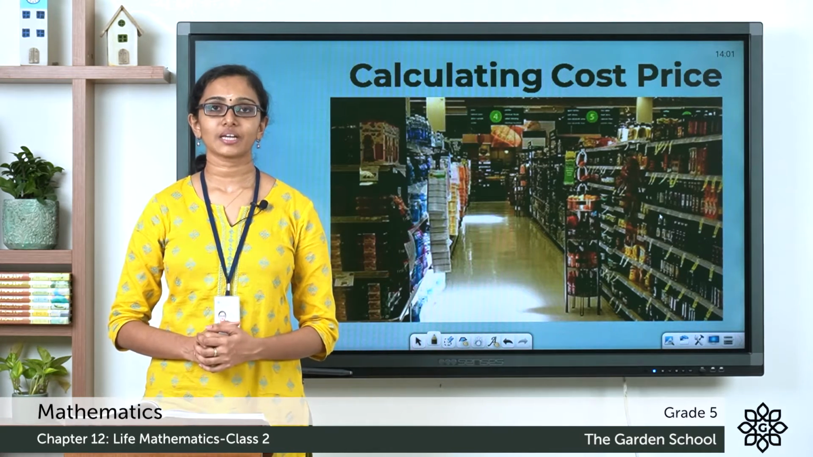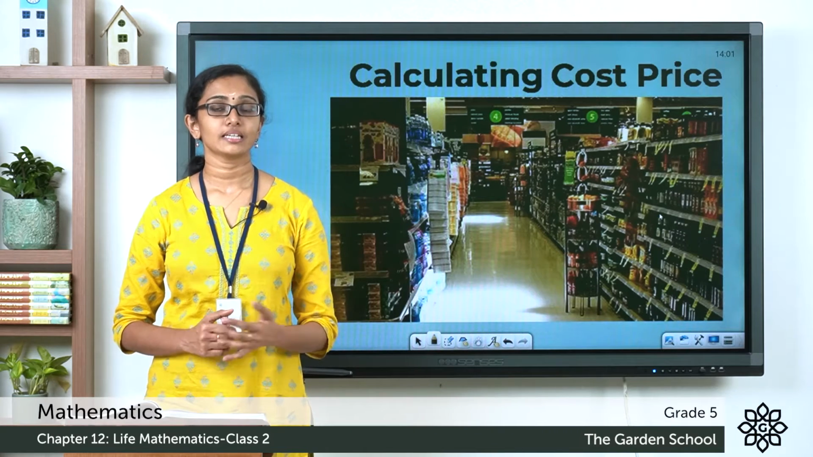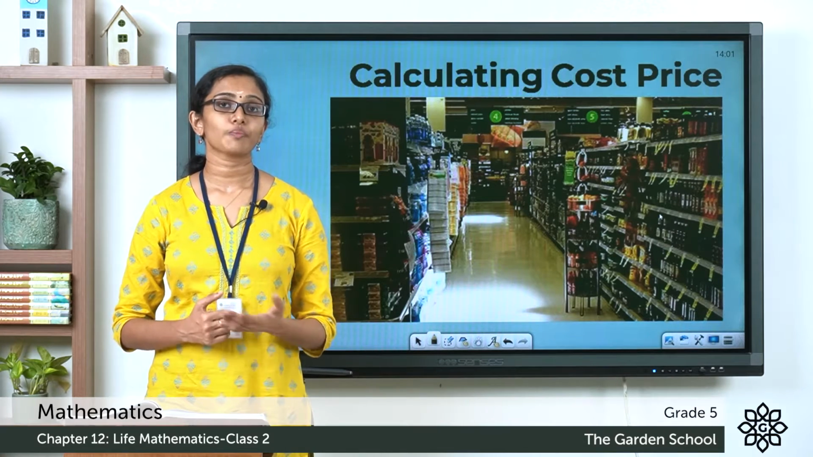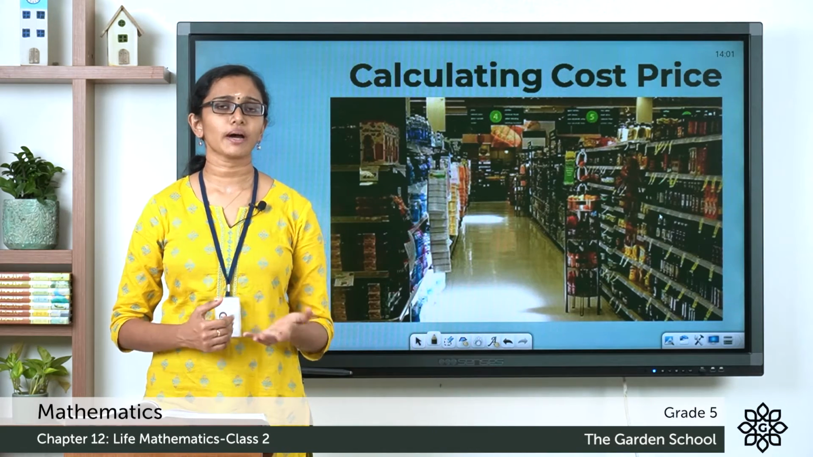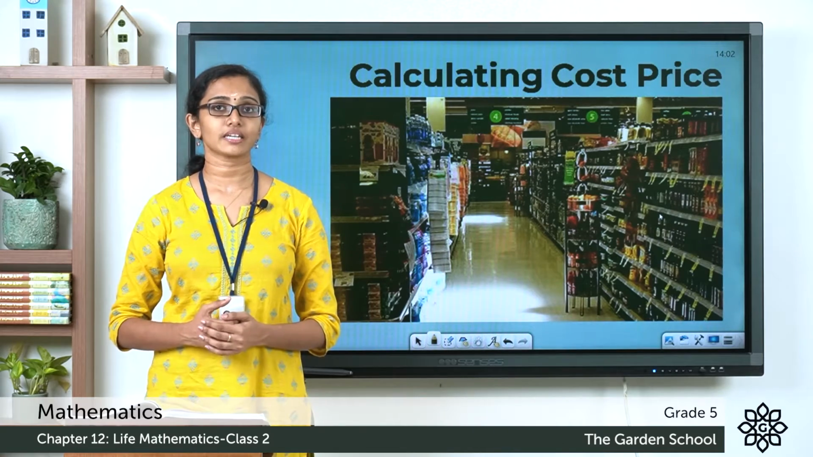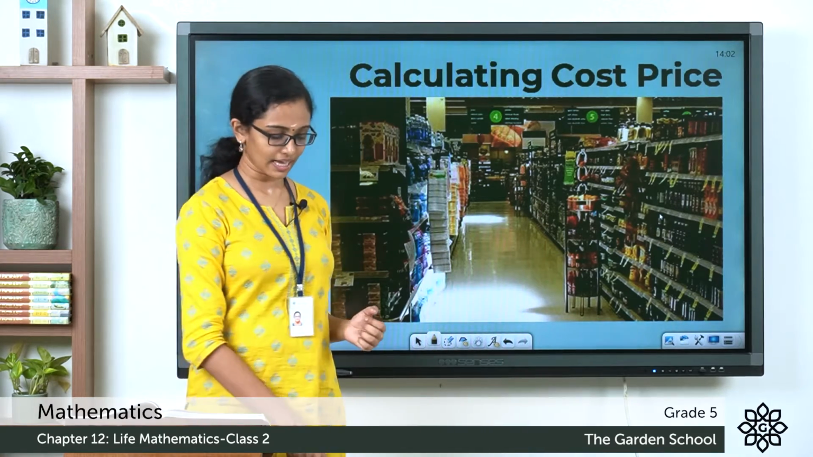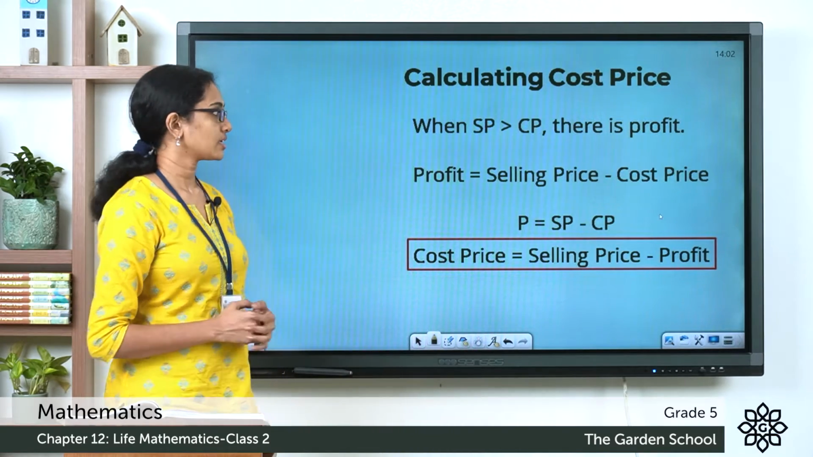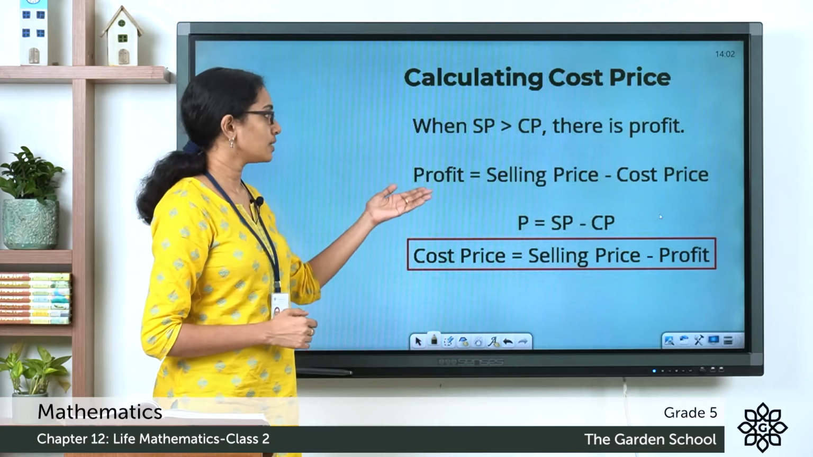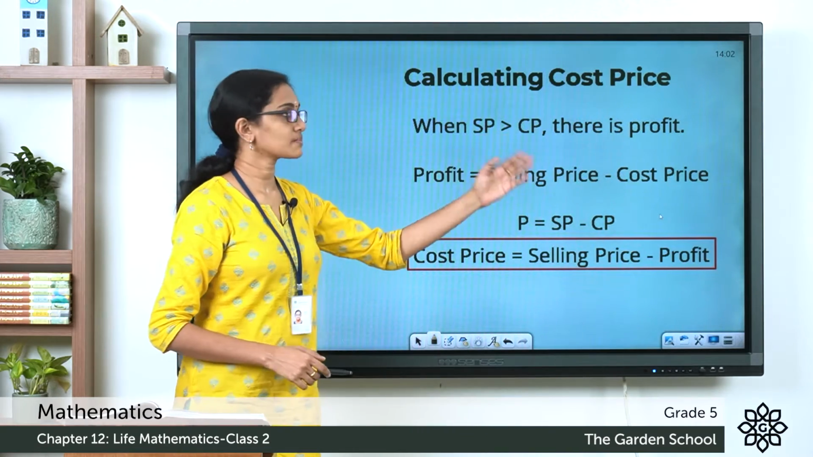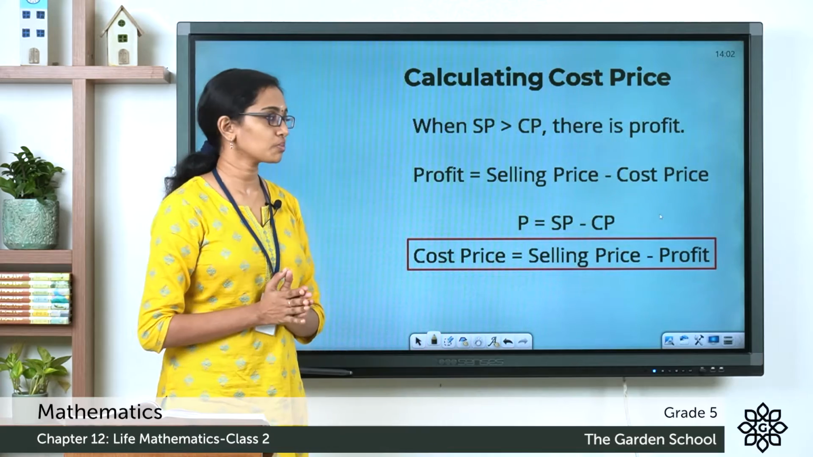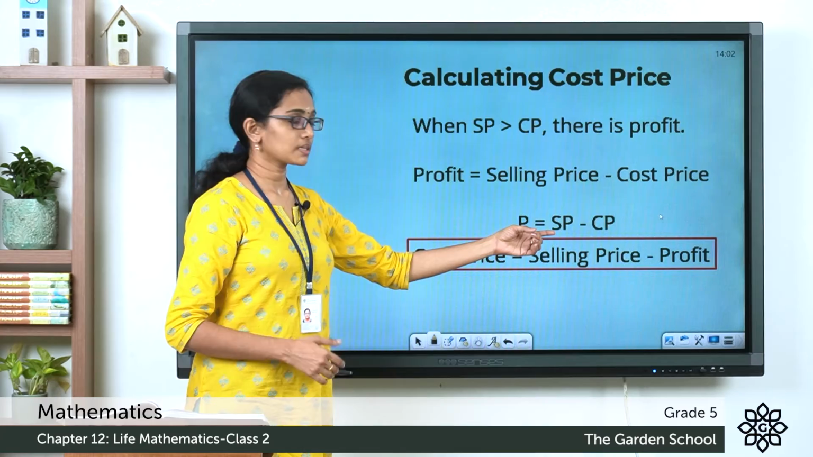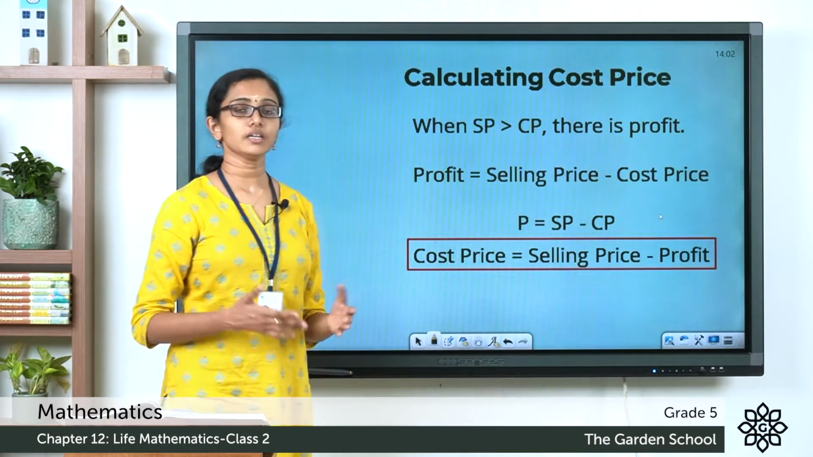So in the previous class, we learned what is cost price, selling price, profit and loss. Cost price or buying price is the price at which you buy something, and selling price is the price at which you sell something. And we have seen that when the selling price is more than the cost price, you make a profit. You can find the profit by the formula profit is equal to selling price minus cost price, or in short form you can write P is equal to SP minus CP. Here SP is the selling price and CP is the cost price.